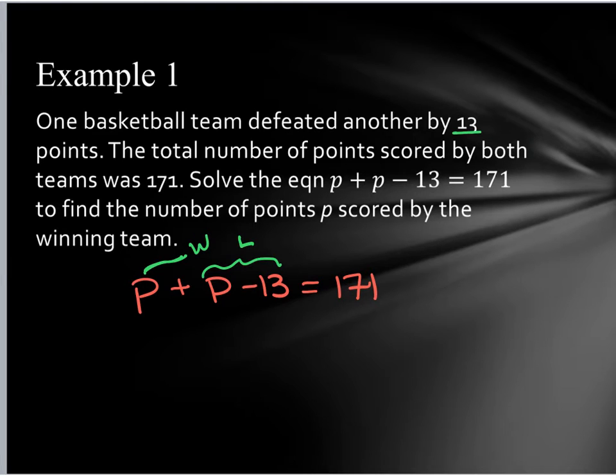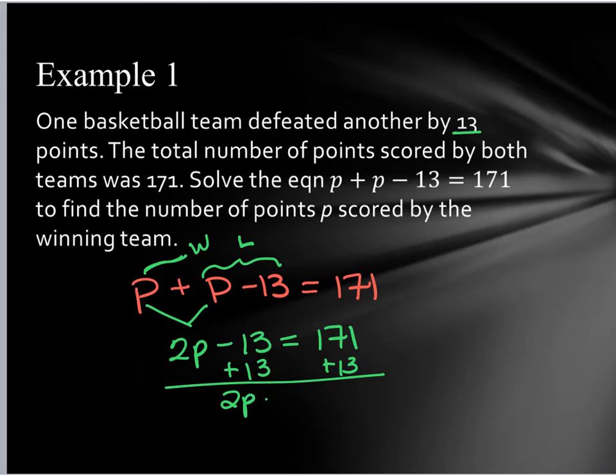So the very first thing I'm going to do in order to solve this is, because both p's are on the same side of the equal sign, I'm going to collect these like terms. So 1p plus 1p will give me 2p minus 13 equals 171. If I add 13 to both sides, this is going to give me 2p equals 184. And then I'm going to divide both sides by 2. And this is going to give me p equals 92.